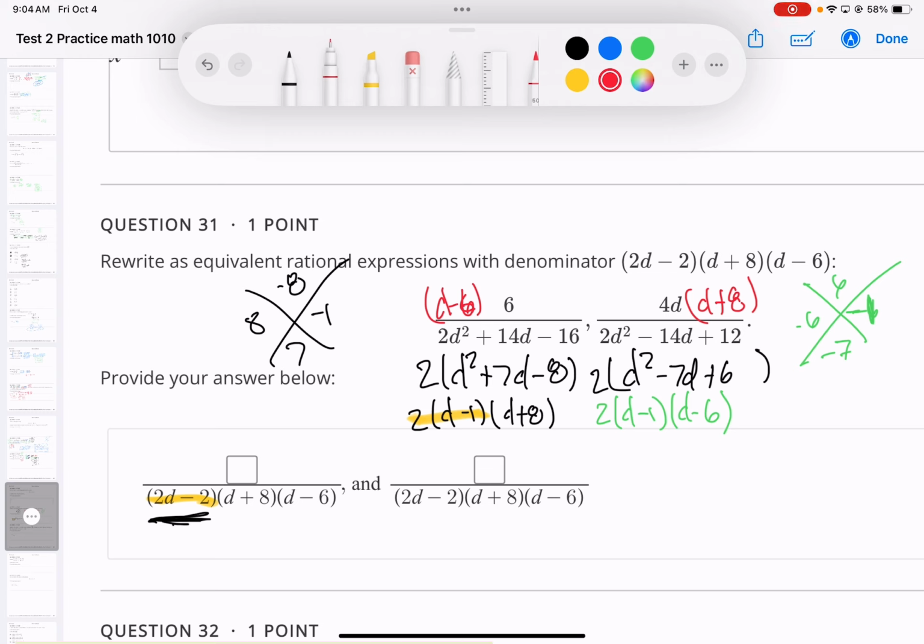So over here, once we distribute that out, we're going to have 6D minus 36. And then on this side, we've got 4D squared plus 32D. I think those are your answers on that one. You don't need to do anything else. Remember, when we distribute this 2 into that one, we're going to get that 2D minus 2. But here's your answers. Okay, I'm going to stop this recording.